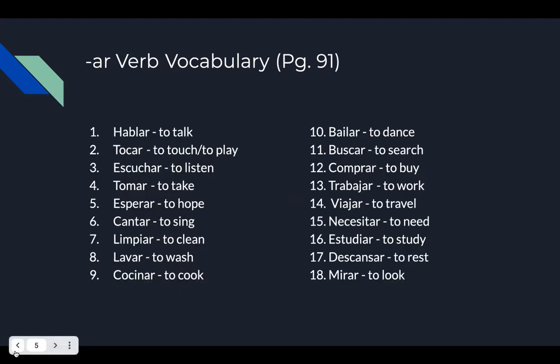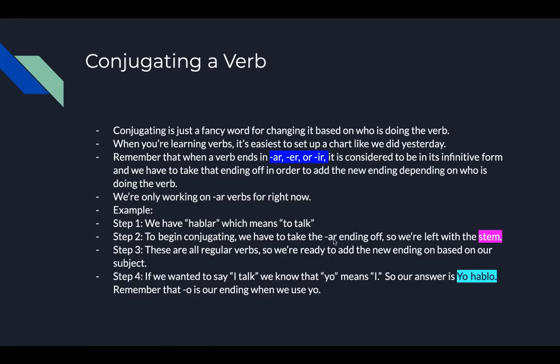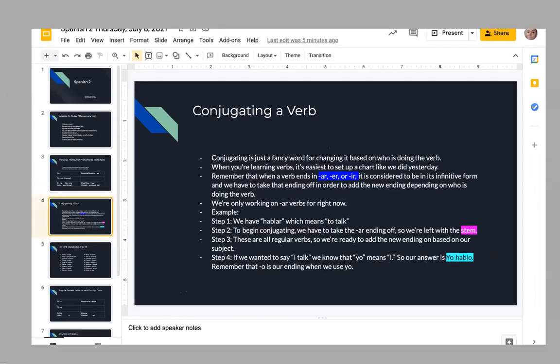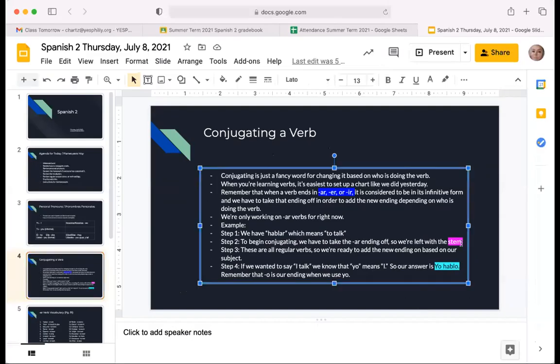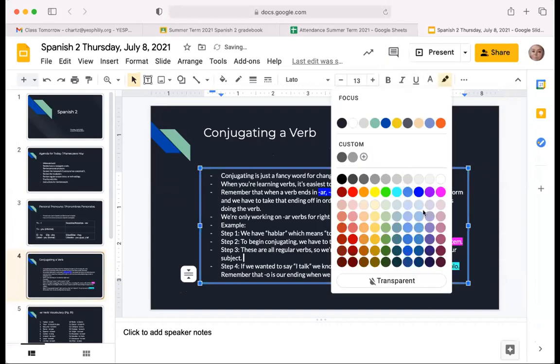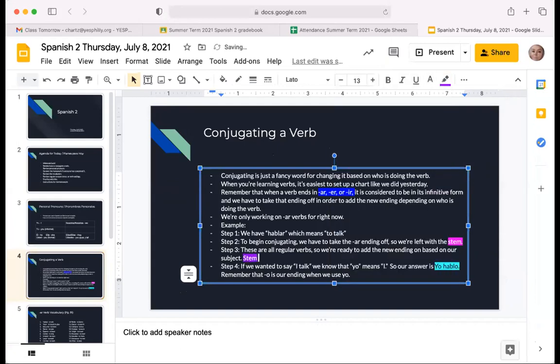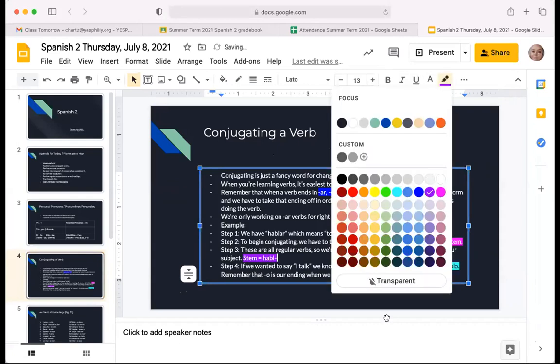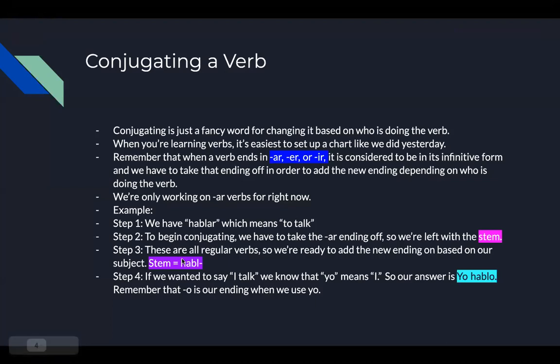So to begin the conjugating, we have to take the AR ending off. So we're left with the stem, right? So these are all regular verbs. So we're ready to add the new ending based on our subject. So I just realized I didn't put this in here. So let me put this in. So the stem of hablar is this, right? Okay. So the stem of hablar is HABL.